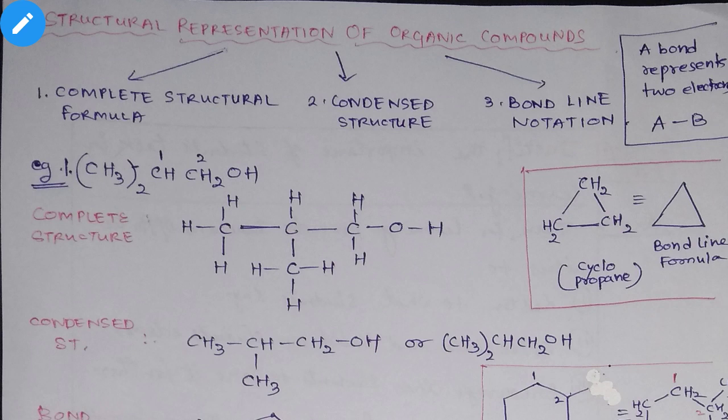Three ways are there. The first one is the complete structural notation, the second one is the condensed structure, and the third one is the bond line notation. One by one we will see all three, and how we can represent them.